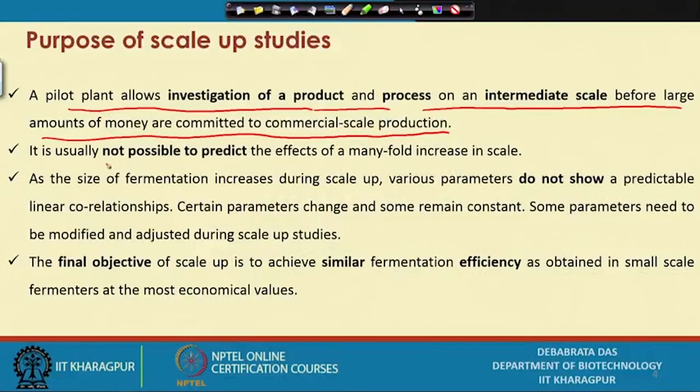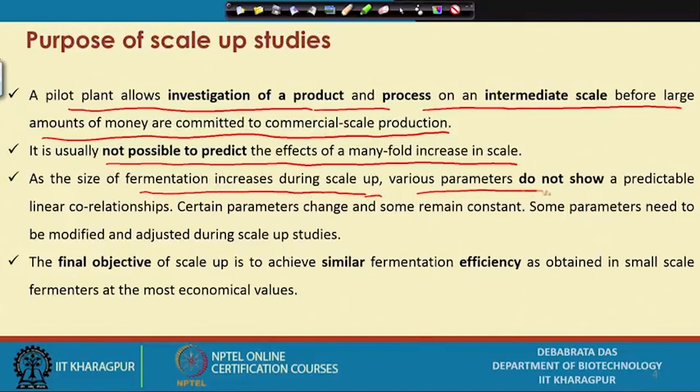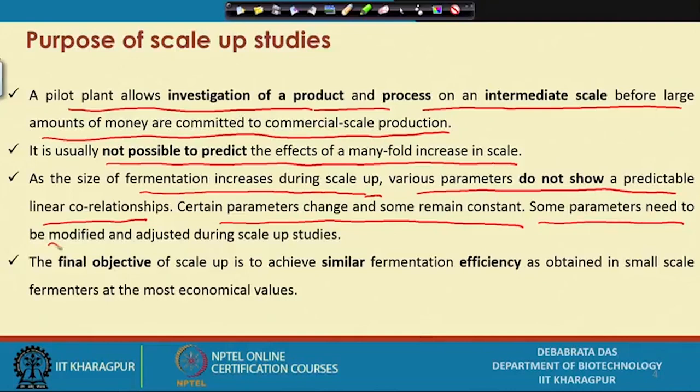So it is usually not possible to predict the effect of a manifold increase in the scale. Whatever data we have in the small scale, we cannot just multiply and find out that this might be suitable for this process. This is not possible. As the size of the fermentation increases during scale up, various parameters do not show a predictable linear correlationship. That is the major problem. Certain parameters change, certain parameters remain constant, some parameters need to be modified, adjusted during the scale up study. So these are a couple of things that we should keep in mind.